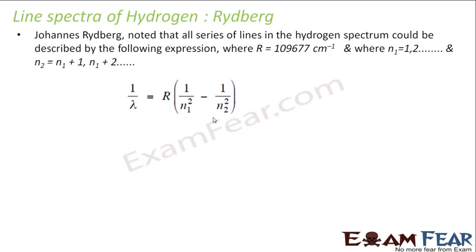Then came Rydberg. He gave a general formula by which all series of the hydrogen spectrum could be described. In the Balmer series, only n equal to 2, where the destination orbit is 2, was described. Rydberg gave a general formula where all the spectra could be described. For this formula, wave number is 1 by lambda, that is R into 1 by n1 square minus 1 by n2 square, where n1 is my target and n2 is my source.